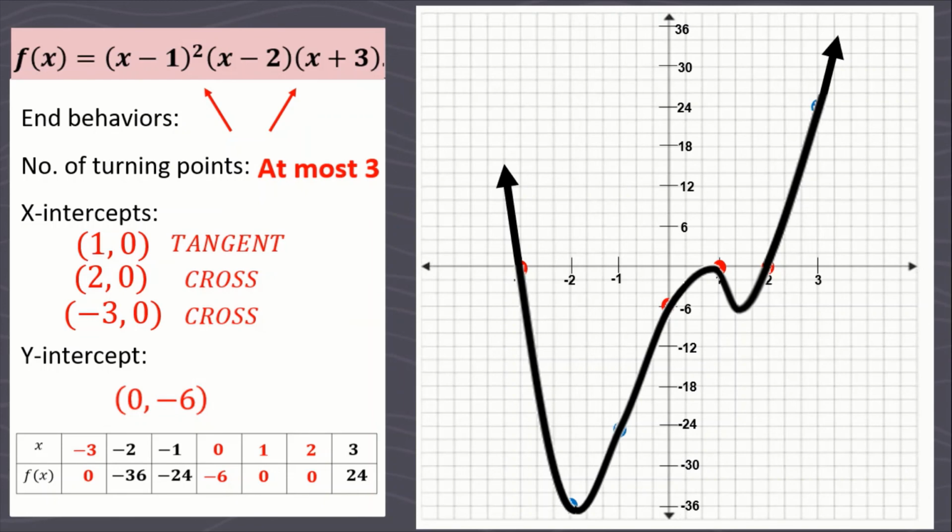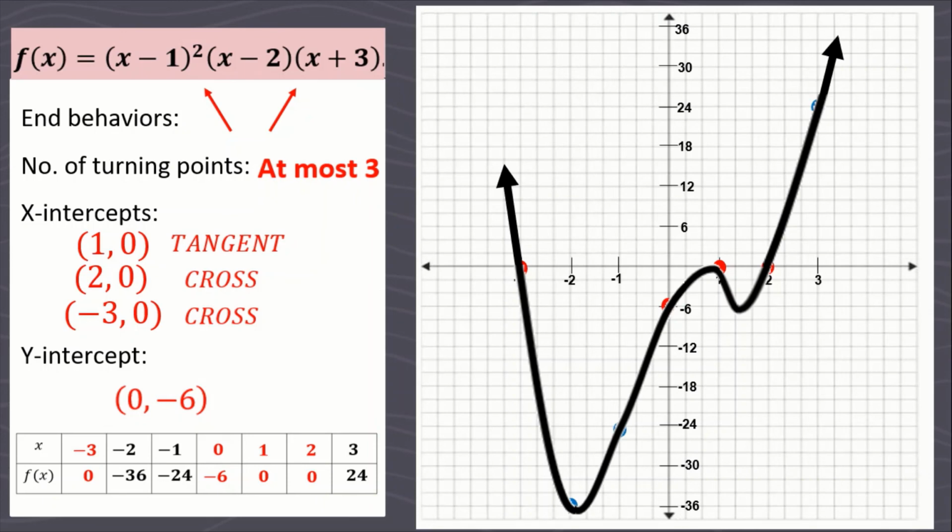So, this is the sketch of the graph of f of x. Kung titingnan natin, using the number of turning points, we only have 3 turning points. Napasok naman dun sa result natin kanina. So, hindi siya lumagpas sa 3. So, in sketching this graph, we make use of the concept of end behaviors, the number of turning points, the x-intercepts or zeros with their multiplicities, y-intercept, and some points na kinuha natin from the table of values.